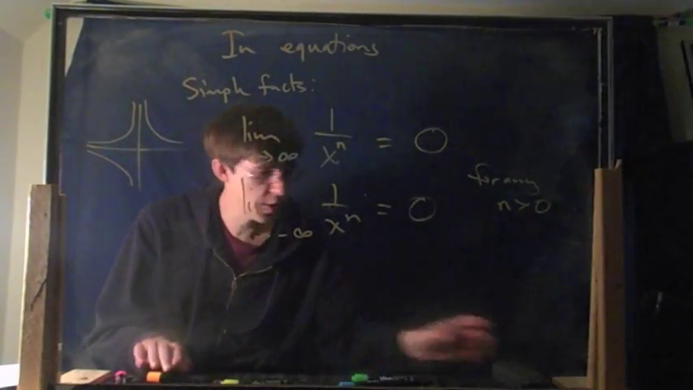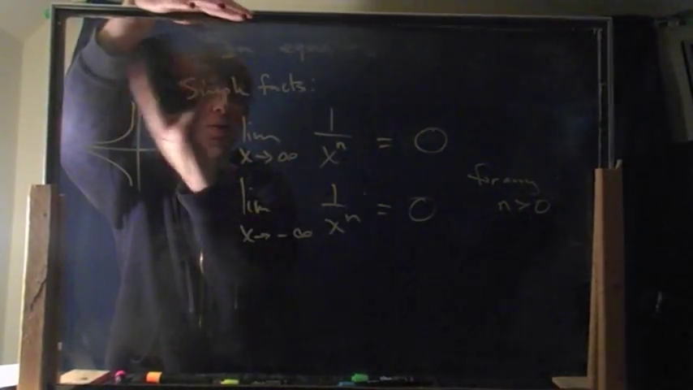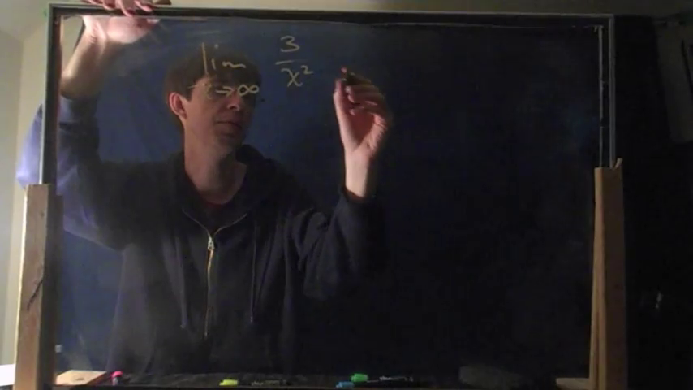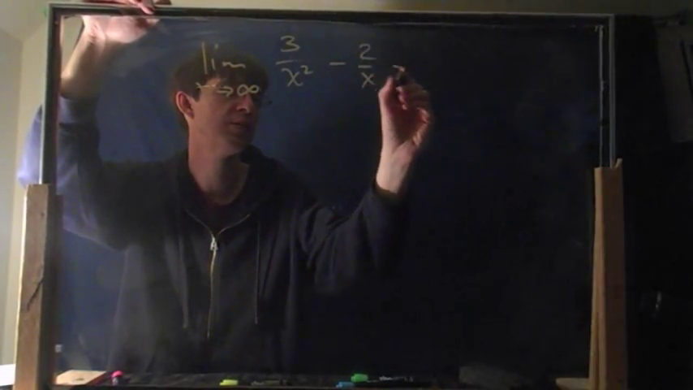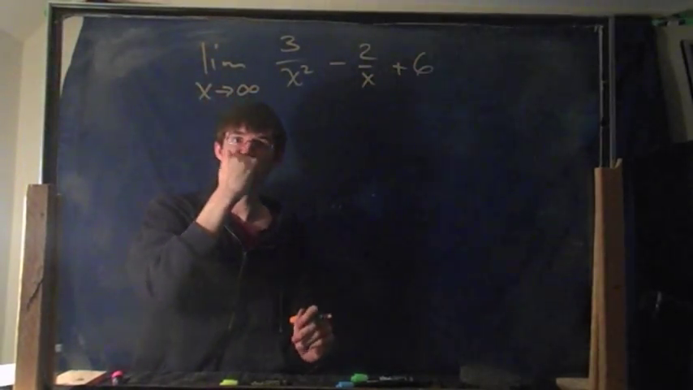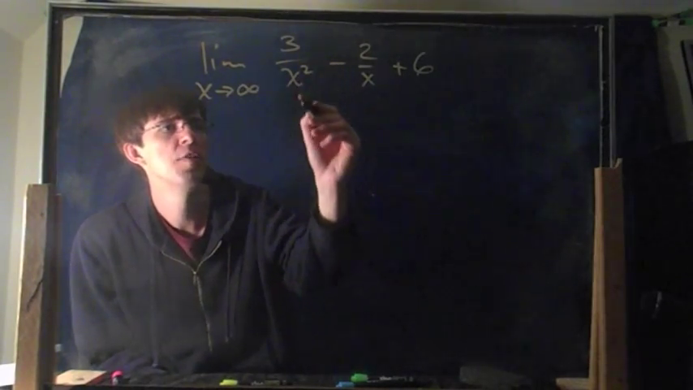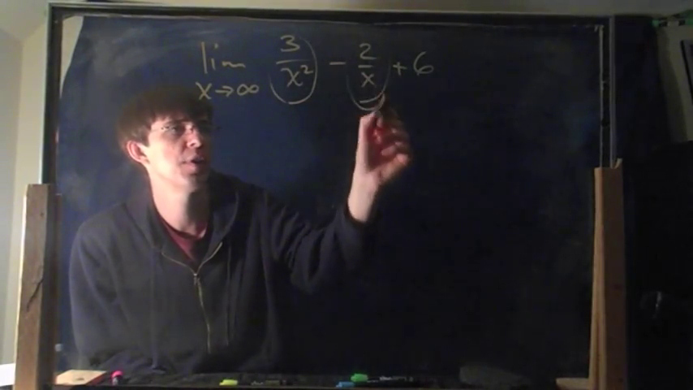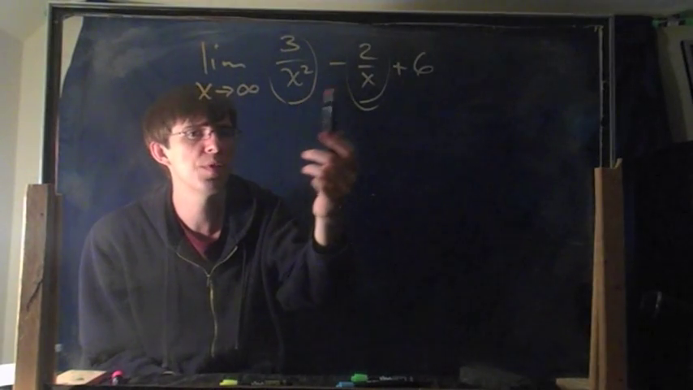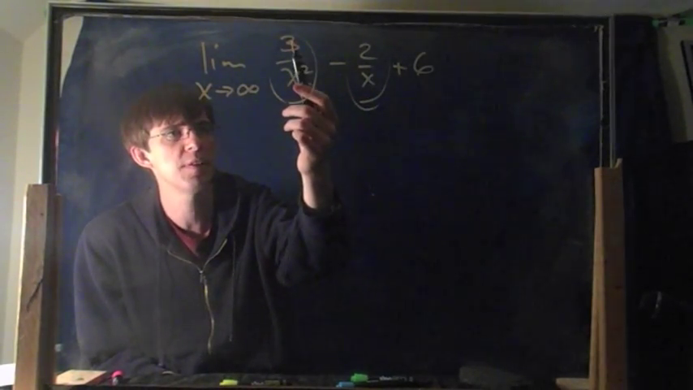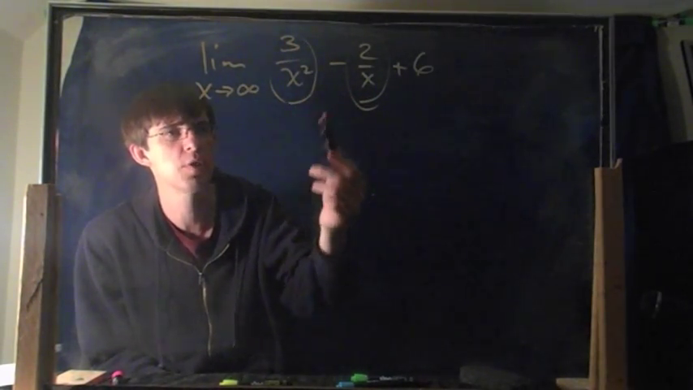I'm not going to try to trip you up by doing stuff like that. So you can do some tricks here with limits. How about this? The limit as x goes to infinity of 3 over x squared minus 2 over x plus 6. Because of what I just said, you kind of know what the limit has to be, right? The limit of anything that looks like 1 over x to some power is always 0.